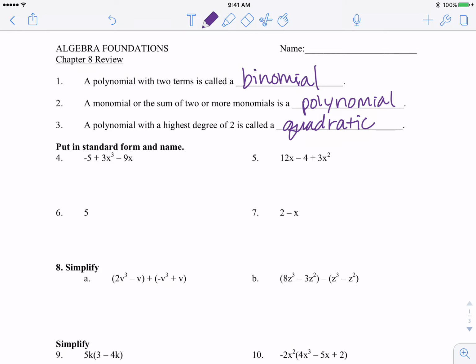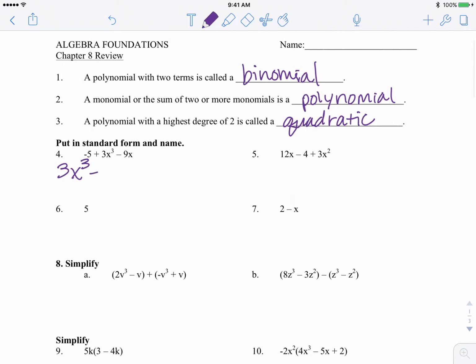Number 4, put in standard form and then name. Remember, standard form is from highest exponent to smallest. They keep the same coefficients and signs. So this 3x cubed is going to stay positive. Then I have a negative 9x and a negative 5. So that is in standard form because it goes from an exponent of 3 to 1 to 0.